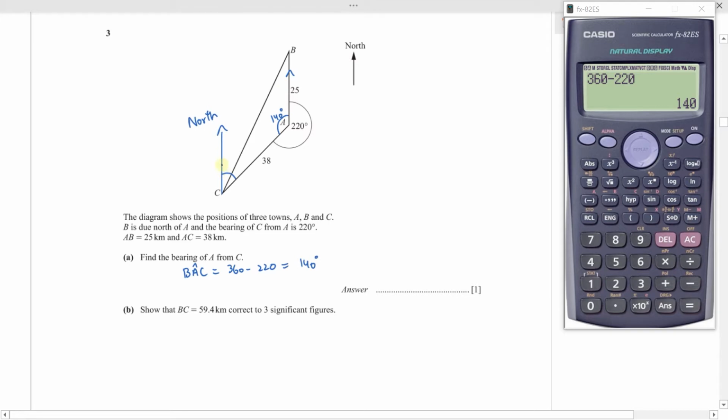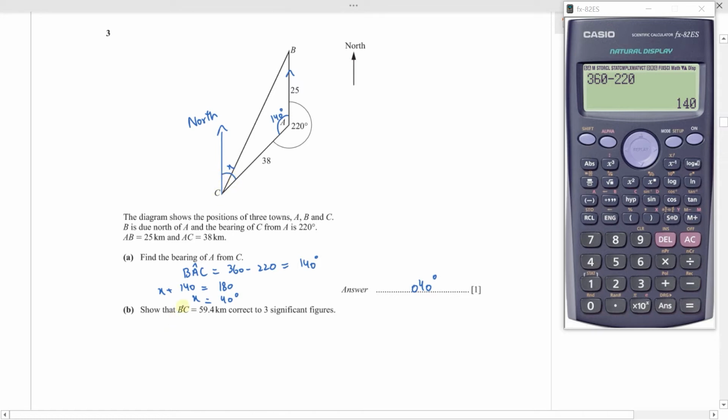Since these two lines are parallel and line AC passes through them, this bearing and angle BAC, which is 140 degrees, are two interior angles, and using the property of interior angles, they should sum to 180 degrees. Let me call this bearing X. So X plus 140 equals 180, so X is 40 degrees. Your answer here will be 040 degrees, which is the bearing of A from C.